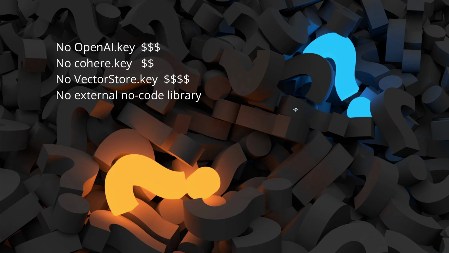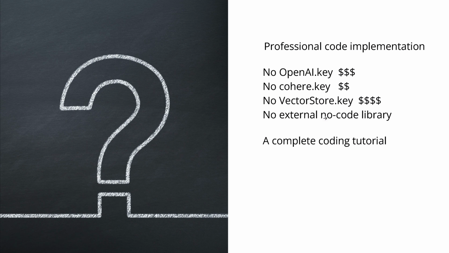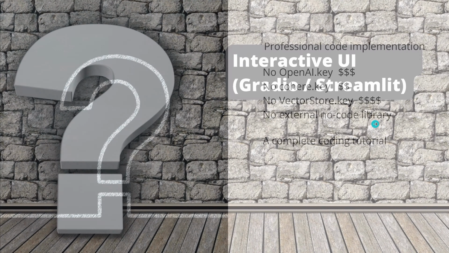Next, you told me, hey, in a lot of examples you have to pay for the OpenAI key, for the Cohere key, or you have to pay for different vector stores to get access there. That's very expensive. And sometimes you have some external no-code library where you have no idea what this thing is doing. And the question was, can we get rid of all of this and code it ourselves? And the answer is, of course. Another question was, can we have a complete coding tutorial? And it means really from 0 to 100%.